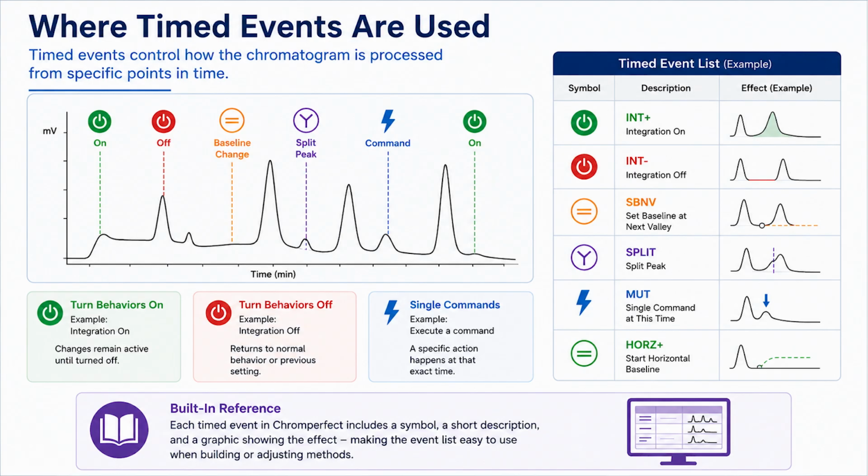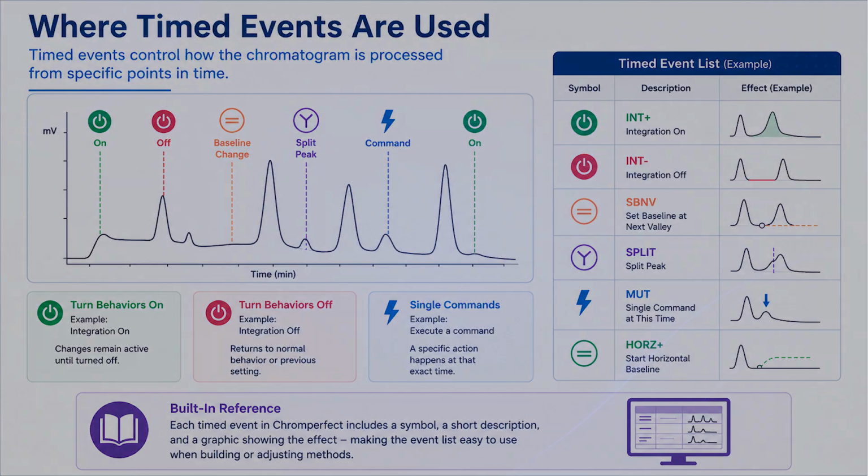Where timed events are used. Timed events are placed at specific times in the chromatogram. Each event tells Chromperfect to change something about the way the chromatogram is processed or displayed from that point onward, or to perform a specific action at that point. Some events turn a behavior on. Some events turn a behavior off. Some events are single commands that happen at the time where the event is placed.